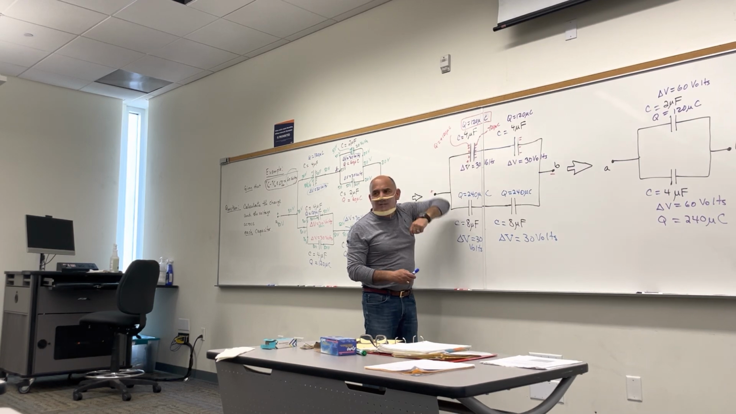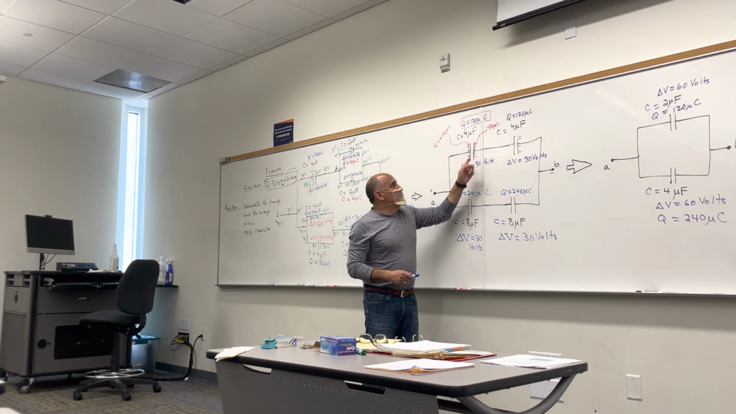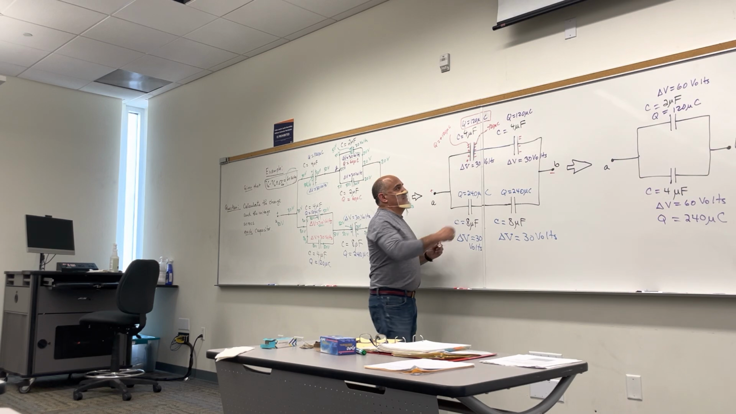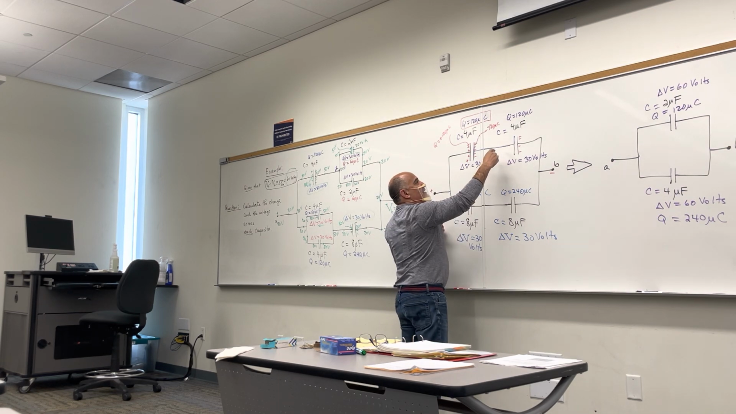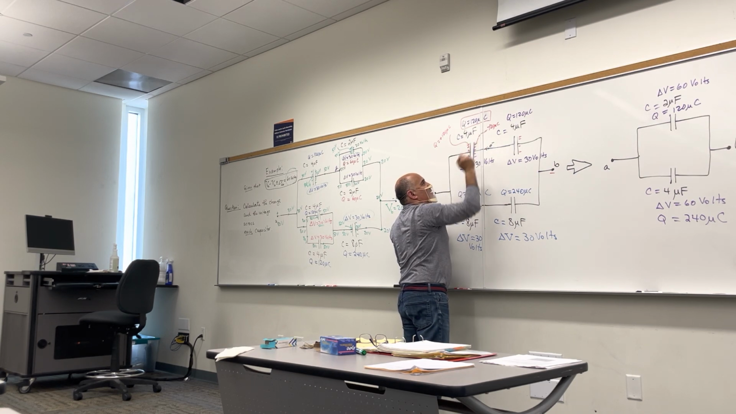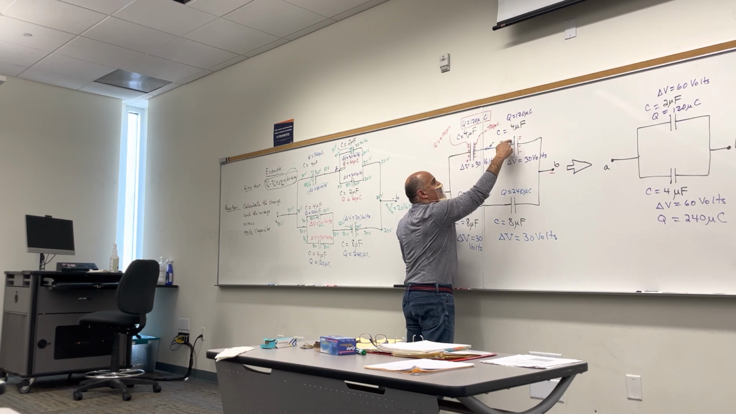But where did those electrons come from? This wire was neutral. They must have come from this plate. So if you added electrons over here to this plate, they went this way, and the sum of the charges of all those extra electrons over here is minus 120 microcoulombs. That means that that charge came from this one.